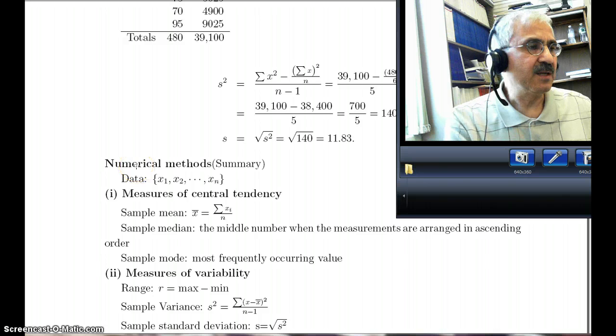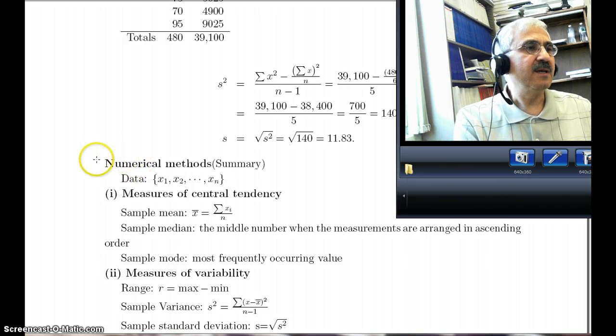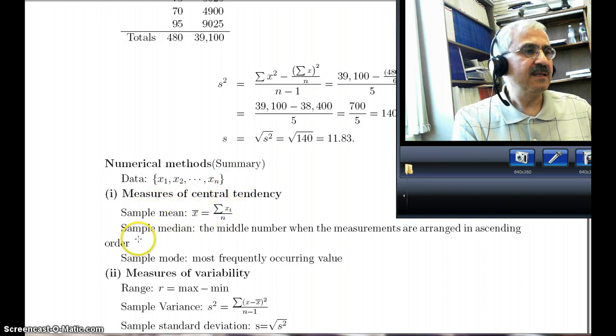To remind you of what these numerical measures were: we have a data set, again represented by x1, x2, up to xn, so we have a sample of size n. For measures of central tendency, we have three of them. The sample mean, and today I want to emphasize the word sample, because it's calculated from a sample. The formula is x bar equals the sum of all the x values divided by n.